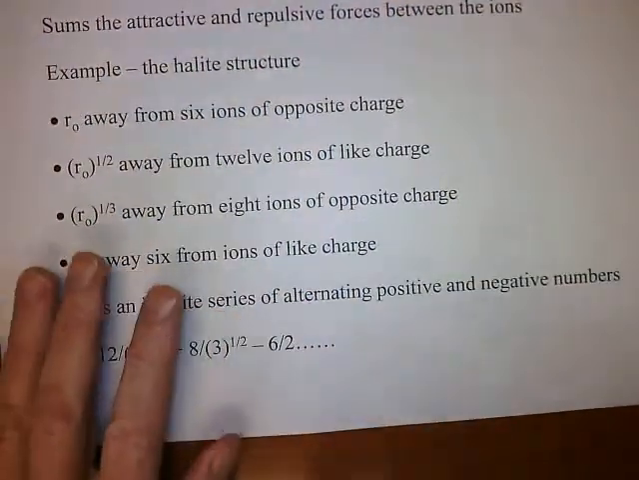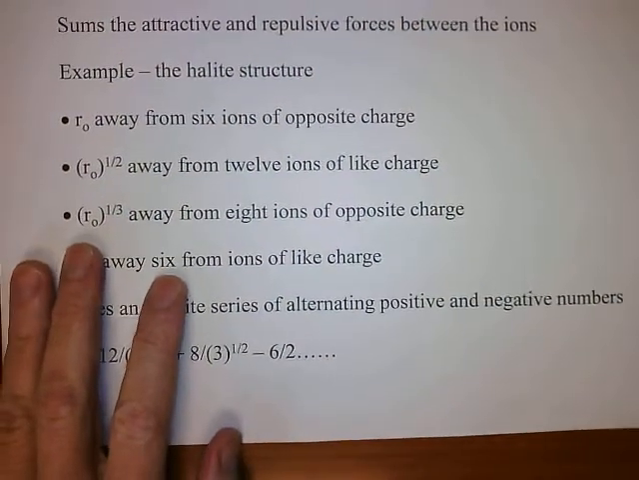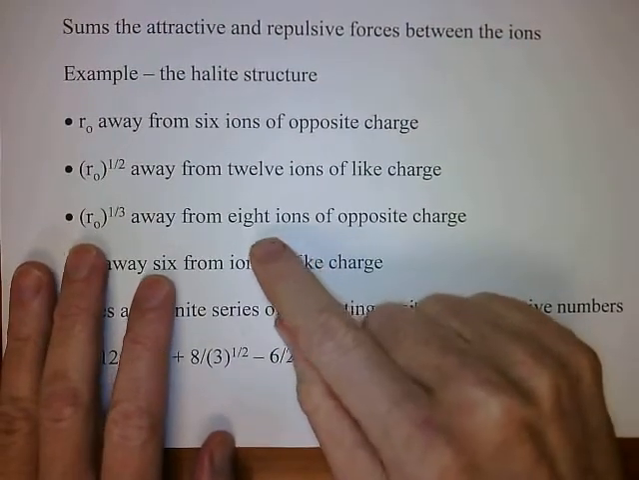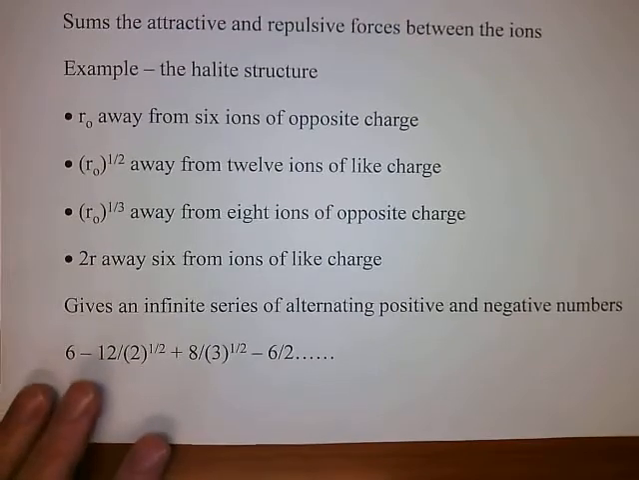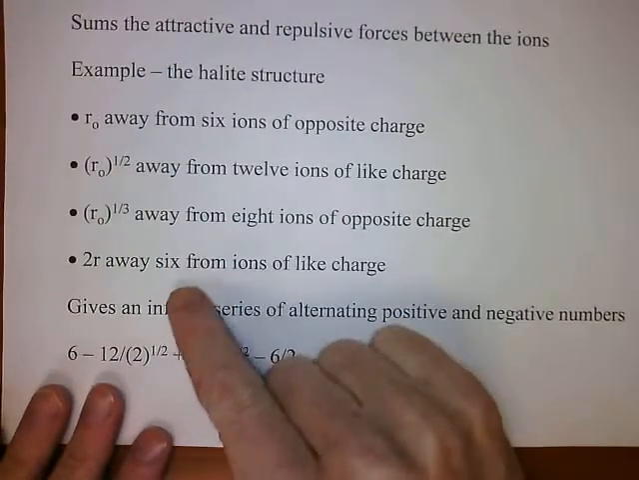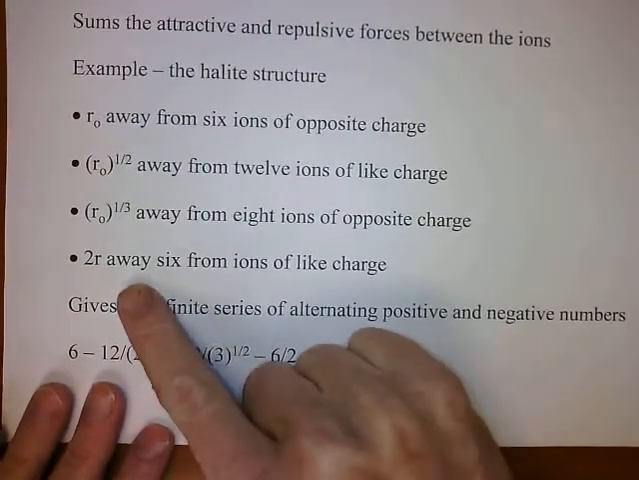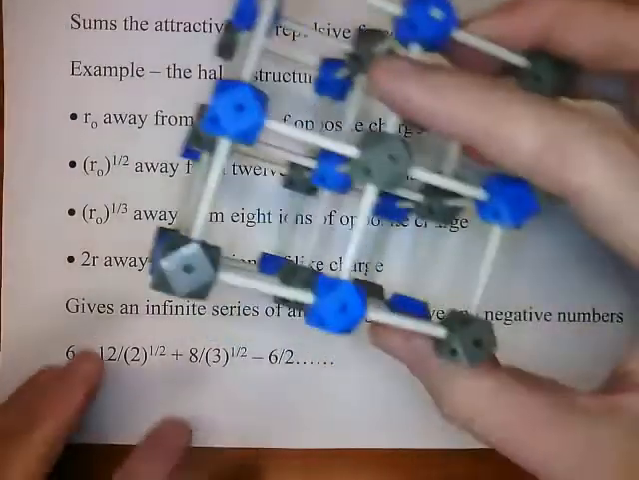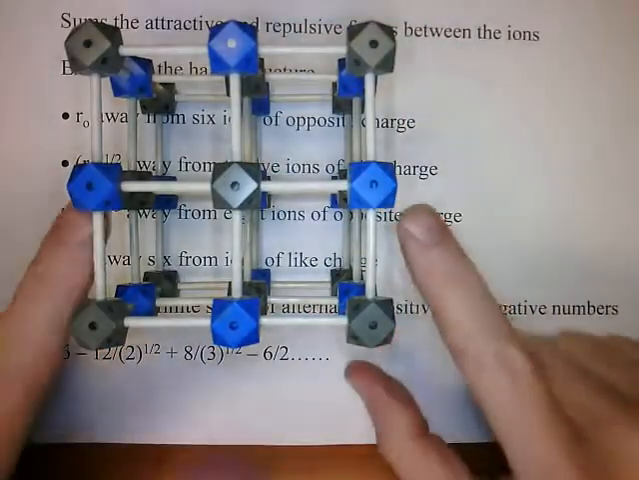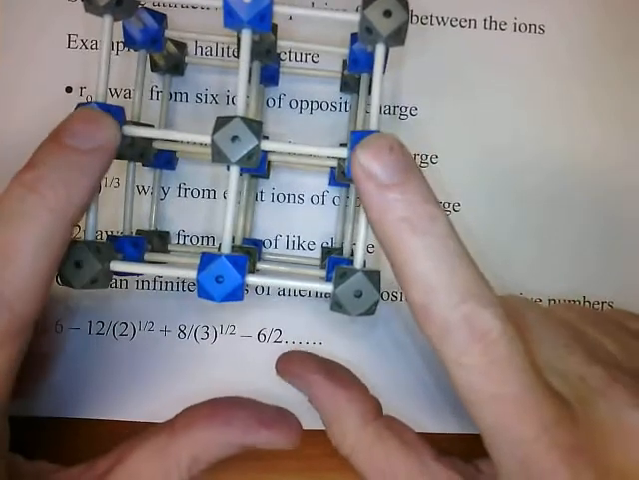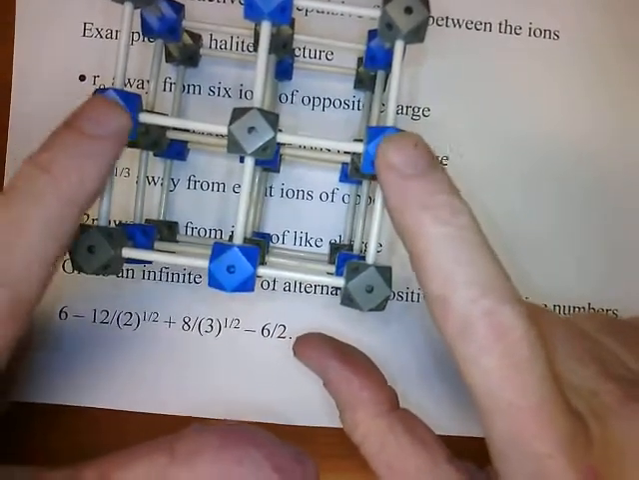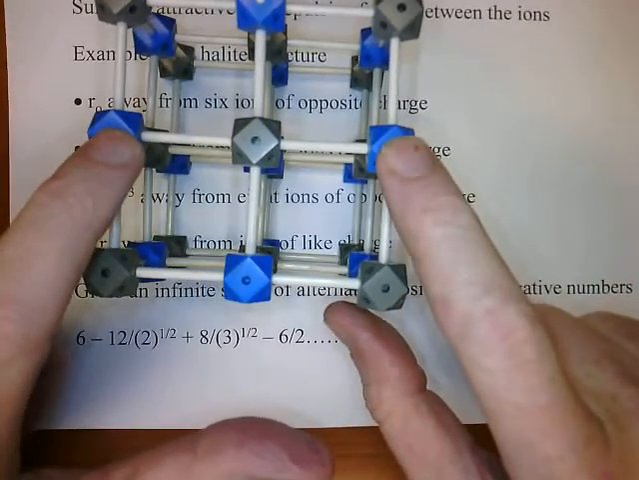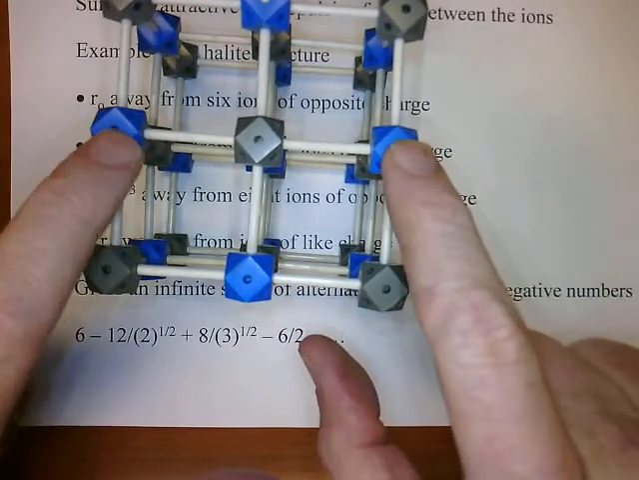Okay, so R naught square root of 3 away from 8 ions of opposite charge. And then again, 2R away from 6 ions of like charge. So now we're talking about the distance between, let's say, here and here. Because these are like charge, this would be a repulsive force. So this distance is 2R.